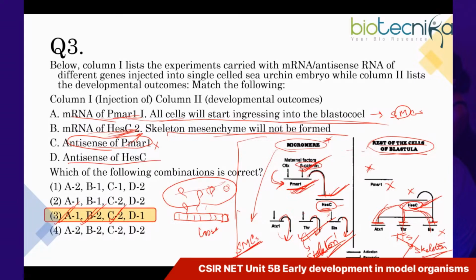If you put antisense of HESC, it means HESC is not there, which means nobody can block the transcription factor, so skeleton will be formed. All cells will start ingressing into the blastocoel. Everyone got this? Those who could not answer, did you get this part now? Please respond.